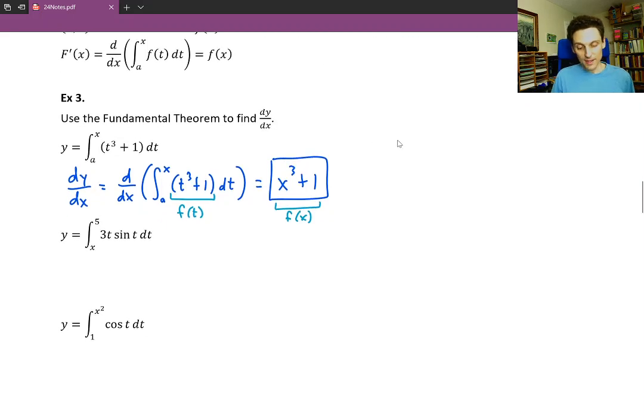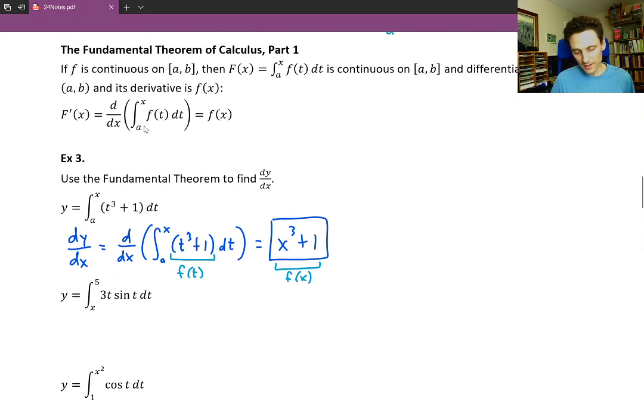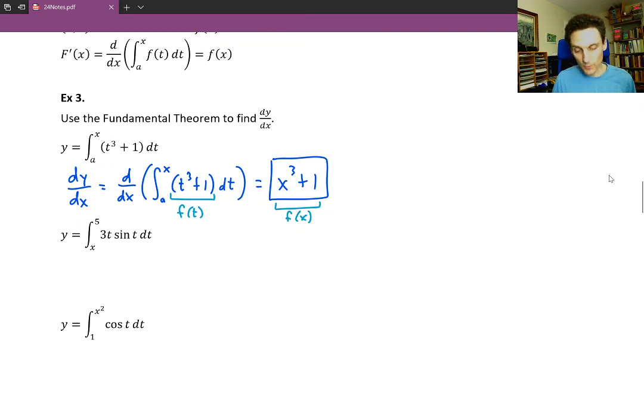Okay. So the second example, we have the integral from x to 5. Here, it's not exactly in the form that we need it to be in to use the Fundamental Theorem of Calculus Part 1. But here's where our properties of definite integrals can come in. We know that we can switch the limits of integration, and that flips the sign of the integral. So let's do that, and then we'll put the x up on the upper limit, where we can then use the Fundamental Theorem of Calculus Part 1.